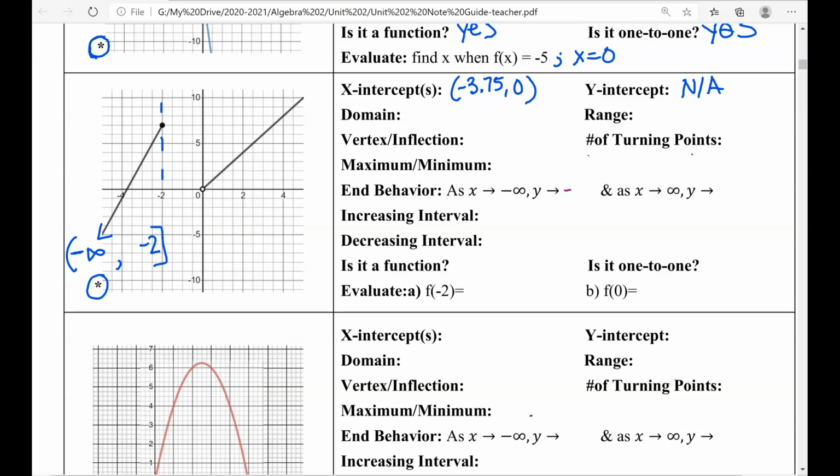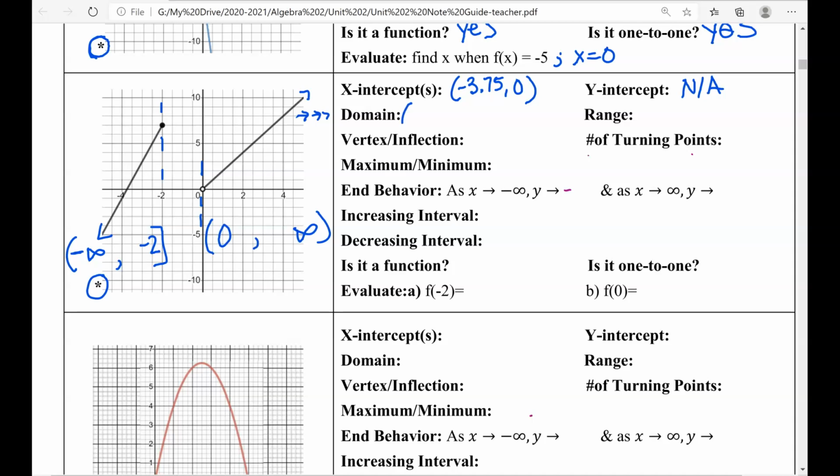Then it continues. Here's the next x value, but that's an open circle. We use a parenthesis to represent non-inclusive in mathematics. And because this goes on forever and ever, because it's an arrow, we know it ends over here at positive infinity. So we go 0 to infinity.